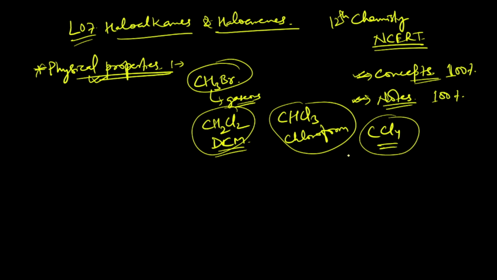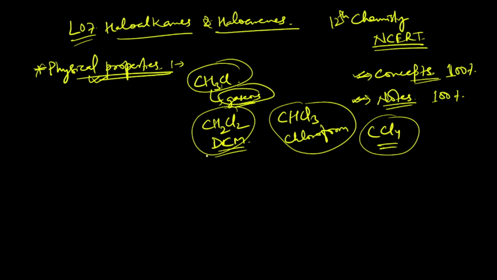In physical properties, we'll see how the melting point and boiling point trends are following. CH3Cl, or if you want, you can take the similar one, CH3Br, or CH3Cl, in room temperature it is in a gaseous state. As one more chlorine is added, it changes to the liquid state. One more chlorine, again it is in liquid state. One more chlorine, it is liquid state. But what is the difference between these three liquid states?